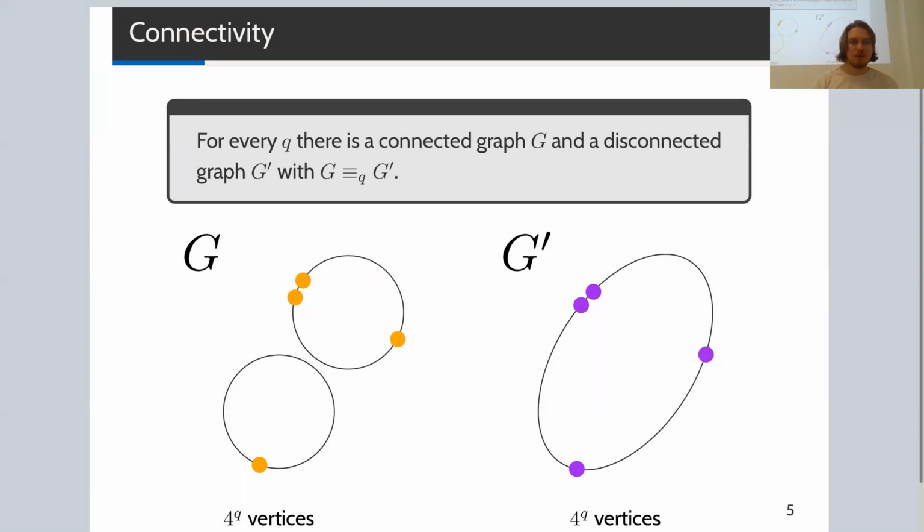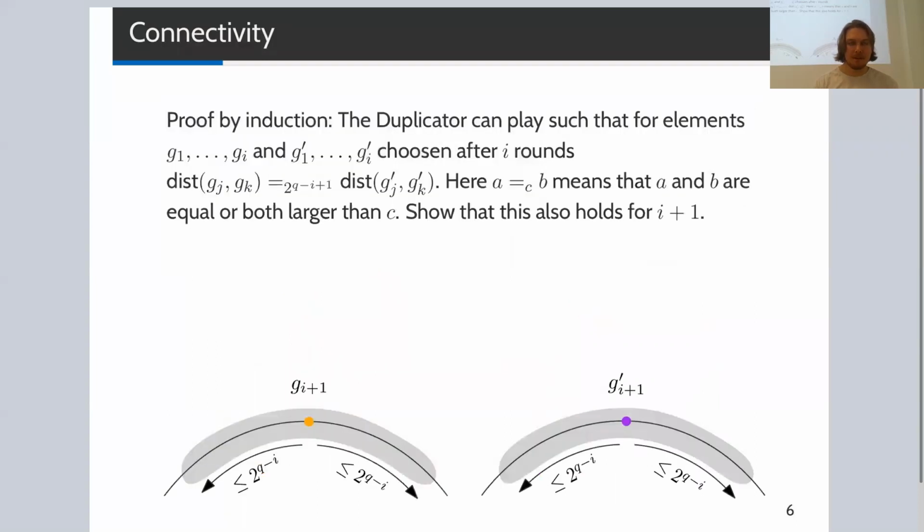And so this is the intuition, and it continues for q rounds. And let's maybe formalize a little bit of what the strategy is going to look like. So we're going to build a proof by induction. We're going to define our strategy for the duplicator inductively. We assume that we have a strategy to pick the first i elements, and then we're going to turn this into a strategy that picks also the i plus first element. And the induction hypothesis that we want to maintain at all times is the following.